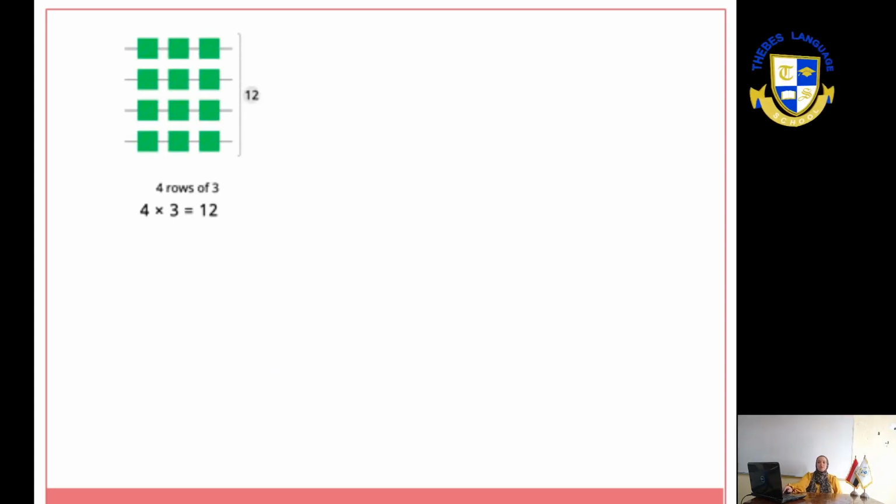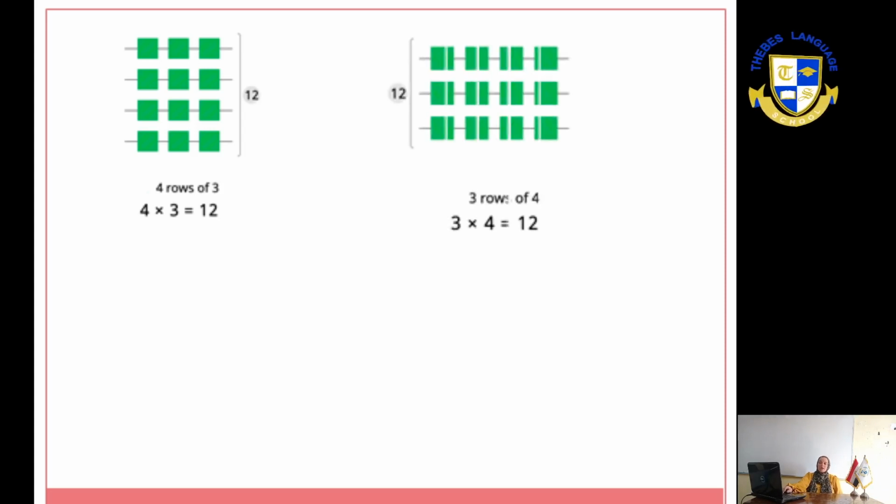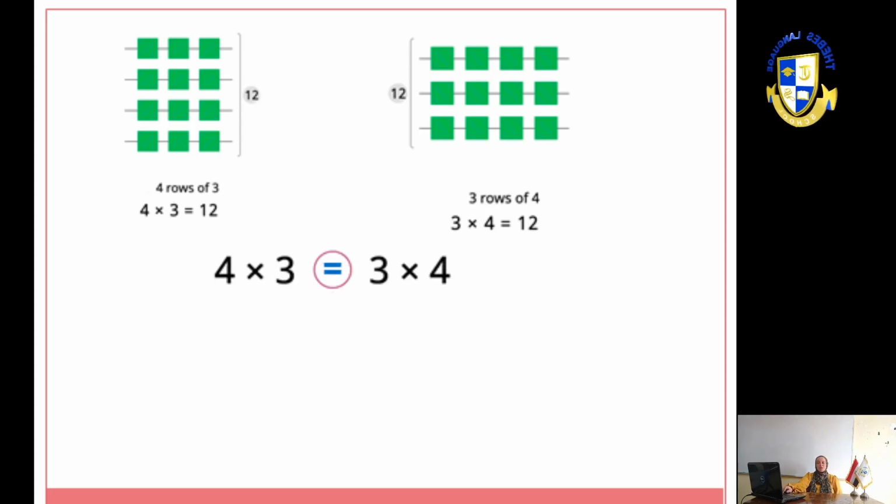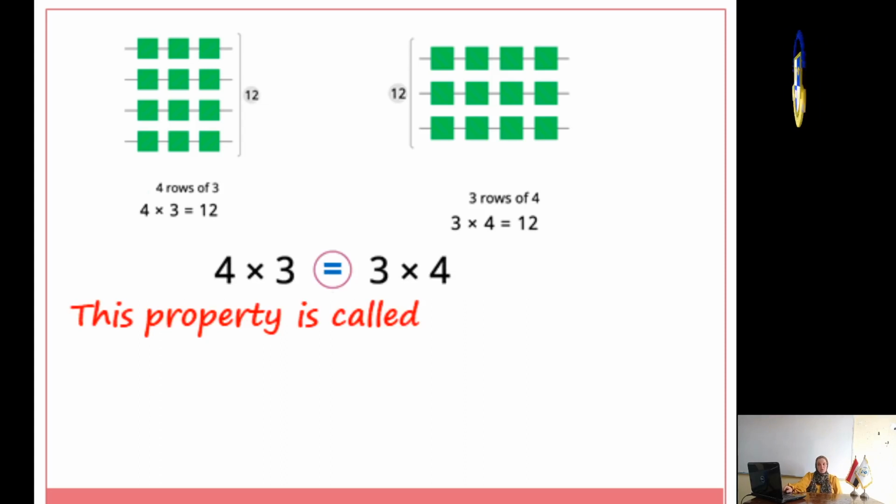Here we have 4 rows of green squares. Each row consists of 3 squares. So we can say 4 times 3 equals 12. In the other picture, we have 3 rows. Each row consists of 4 squares. So we are going to say 3 times 4 equals 12. Okay? So 4 times 3 equals 3 times 4.